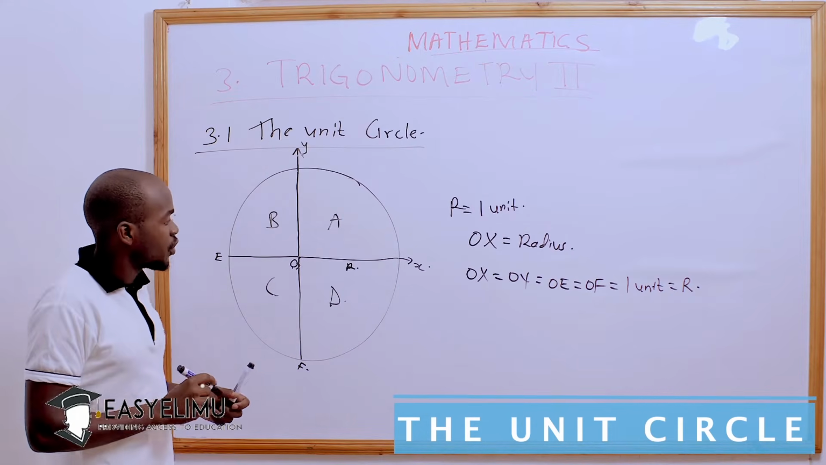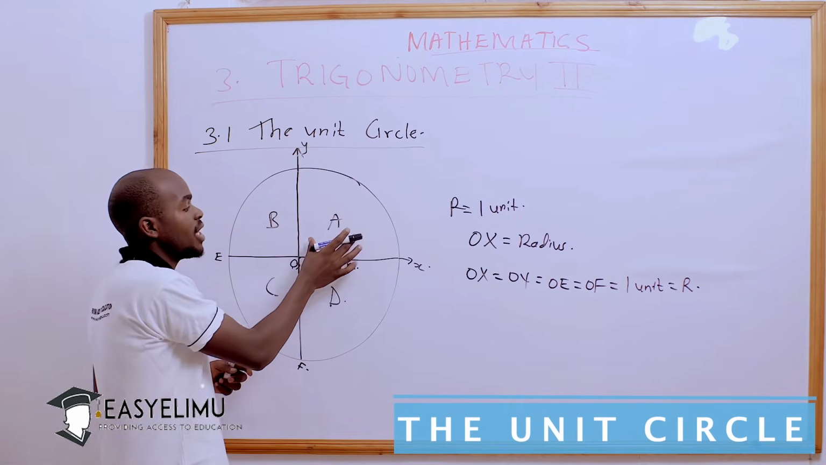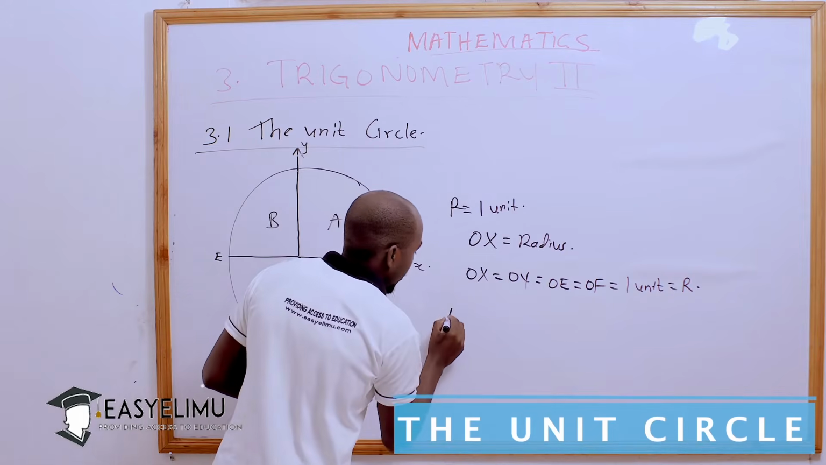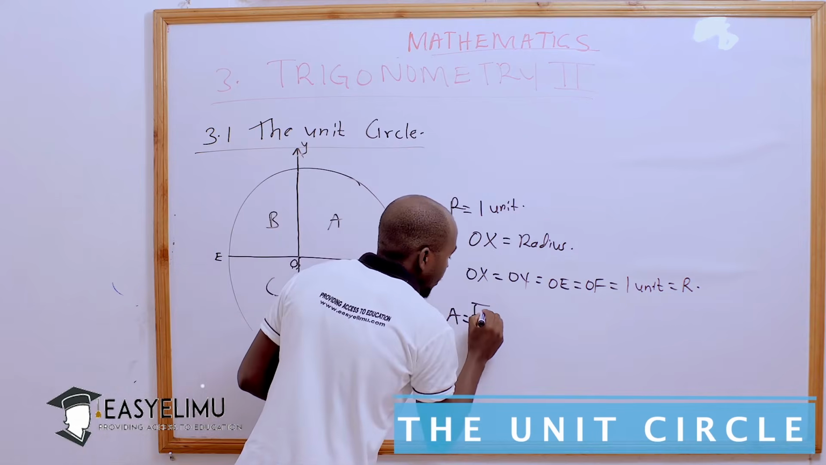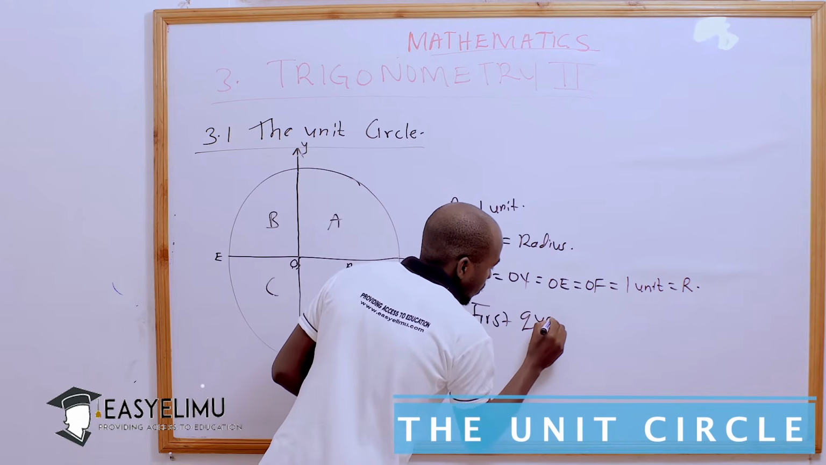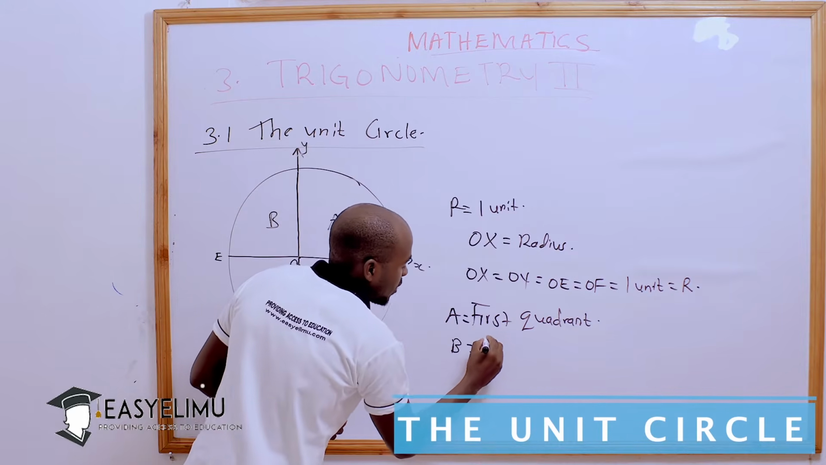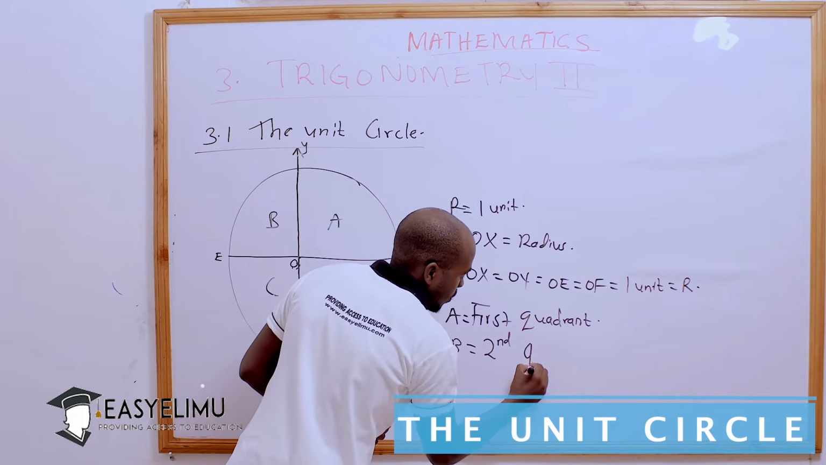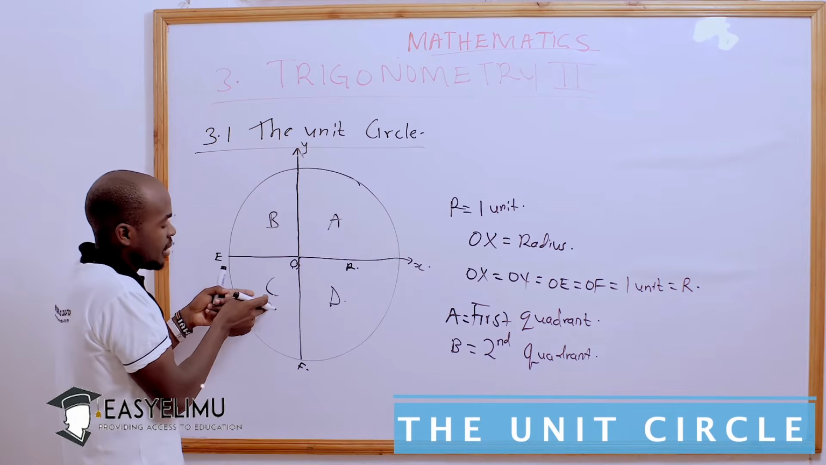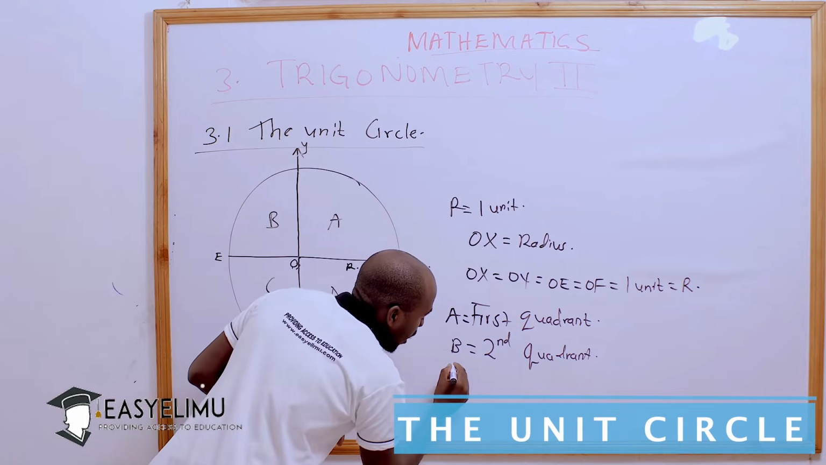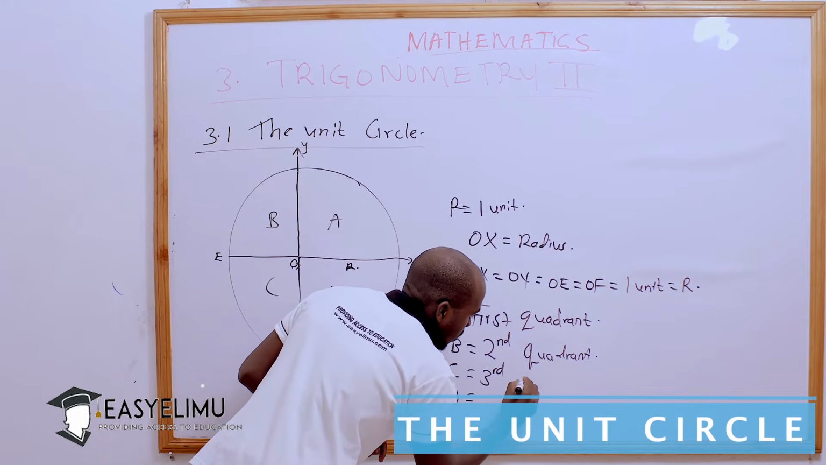So we can notice also, after dividing a unit circle into these 4 portions, the portion with the letter A is known as the first quadrant. That of B is the second quadrant. And the C one is the third quadrant, and D is the fourth quadrant.